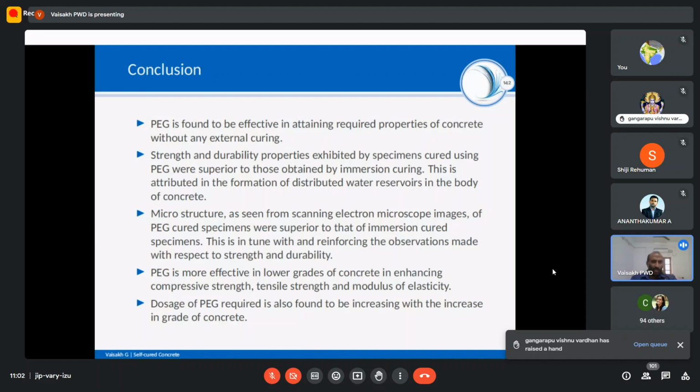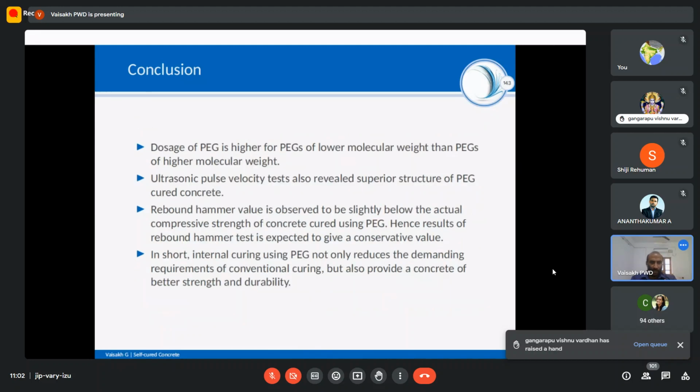Strength and durability properties exhibited by specimens can be better using PEGs. The microstructure is also better. As I have discussed earlier, PEG is more effective in lower grades. Then the dosage of PEG is also found to increase with increasing grade of concrete.